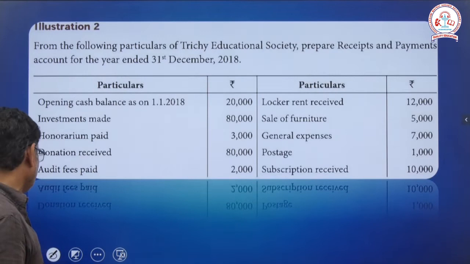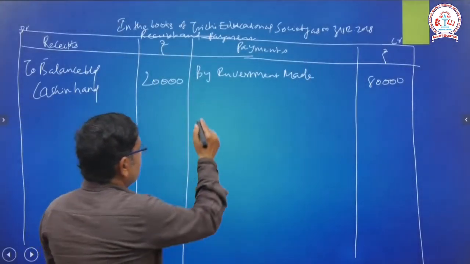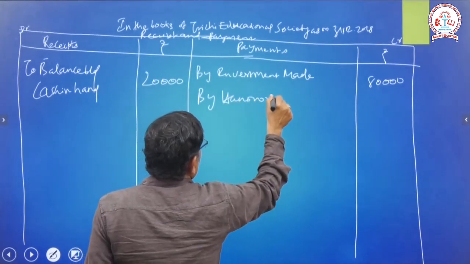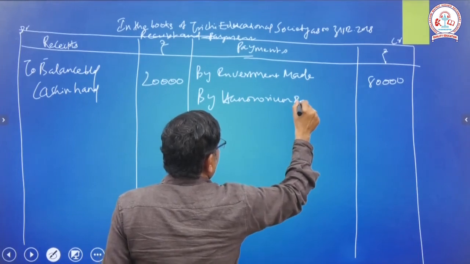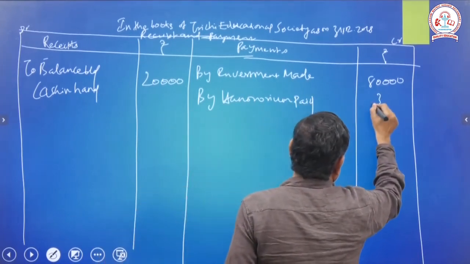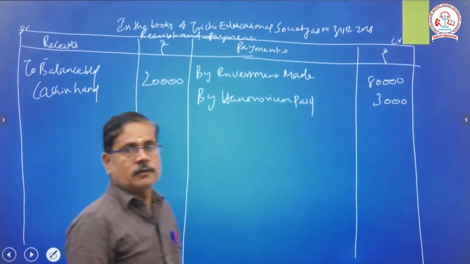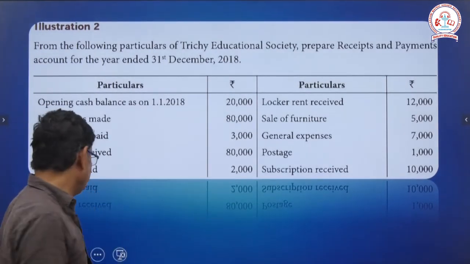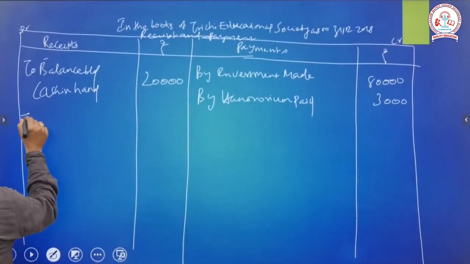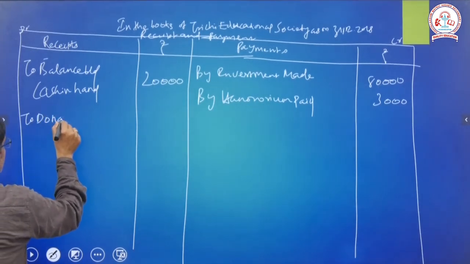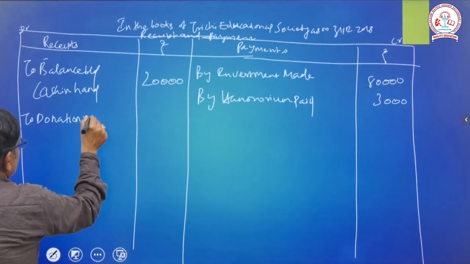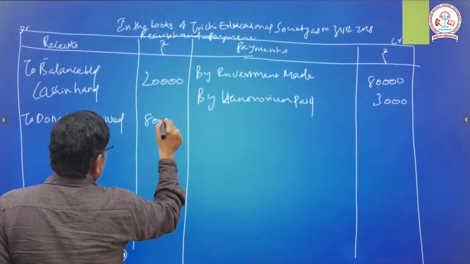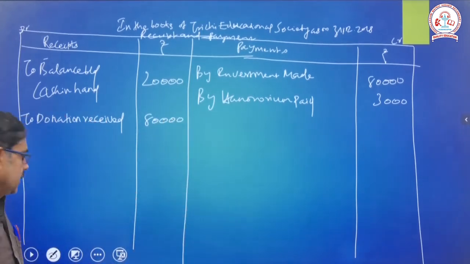The values are honorarium paid rupees 3,000. So this is for us payment, by honorarium paid rupees 3,000. Next we will move on. Donation received 80,000. So we are receiving money. To donation received 80,000. We have received the value.